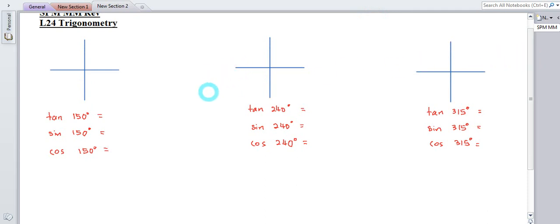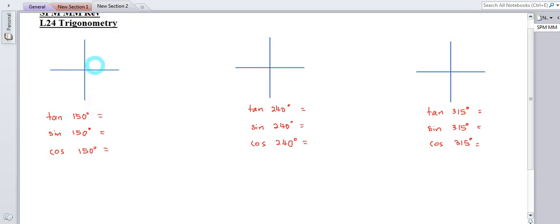When you are asked to find the tangent, sine, or cosine of an angle, the first thing you need to know is which quadrant this angle ends up in: first quadrant, second quadrant, third quadrant, or fourth quadrant. Then you will know whether your answer should be positive or negative, right? Okay, let's try these three questions.